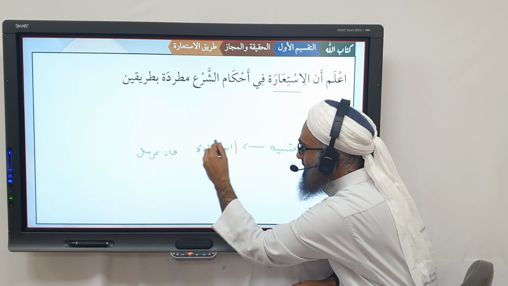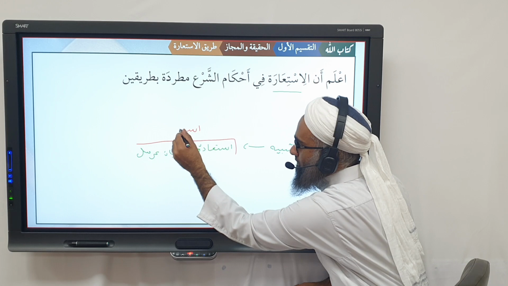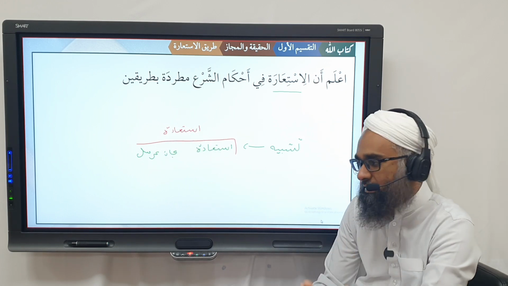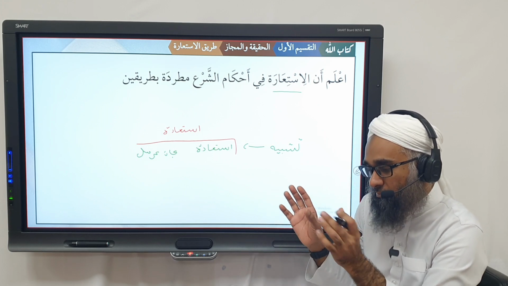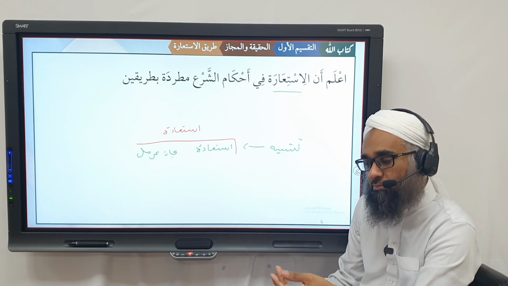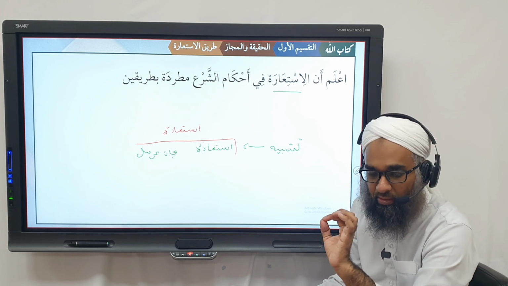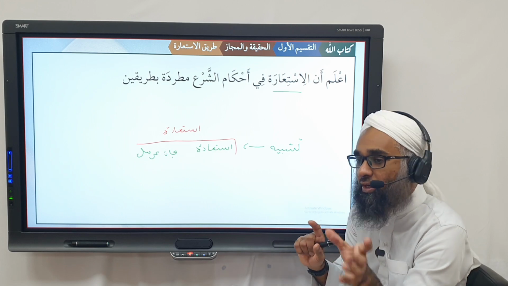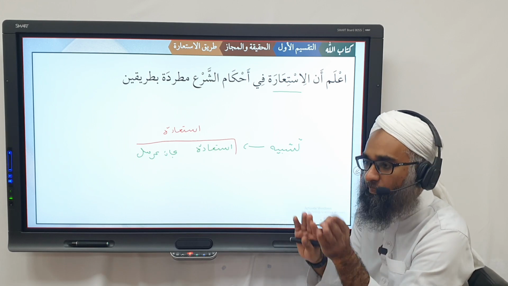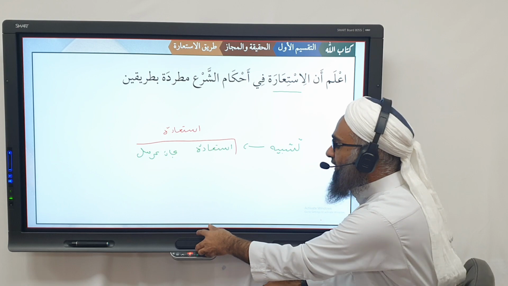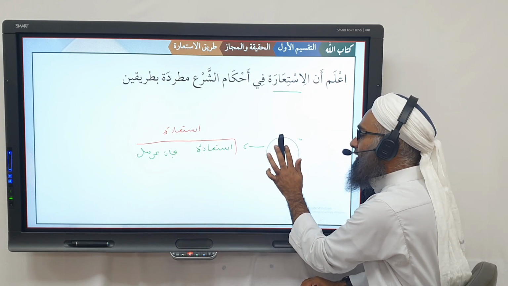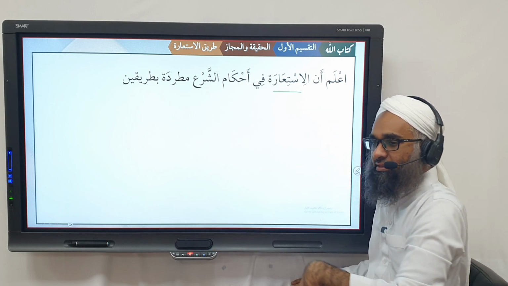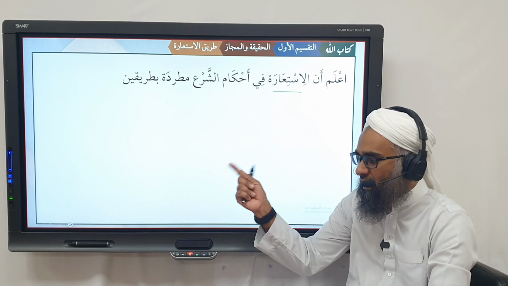In usool fiqh, this is all called isti'ara. Do you understand? So do not think that isti'ara is only where the mushabbah bihi is removed. Majaz mursal also comes under isti'ara. So those of you who have done balagha, remember that isti'ara has a broader meaning. It refers to any of the non-haqiqa basically. Isti'ara means anything apart from haqiqa. So in fiqh it's different, as usool fiqh is different to balagha. So when we say isti'ara, what do we mean? Majaz, any non-haqiqa. Isti'ara, majaz, same thing.